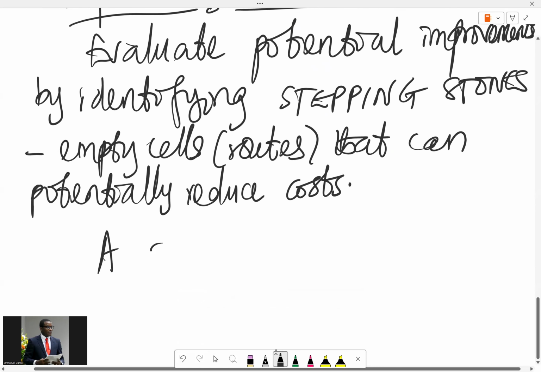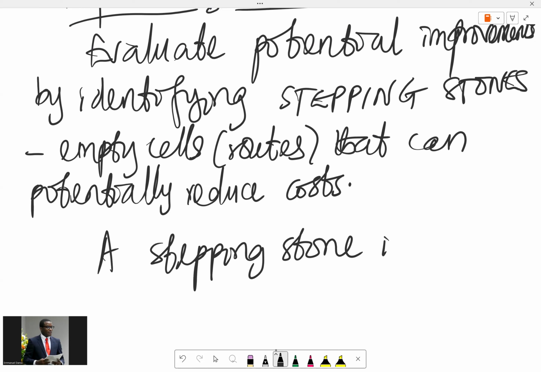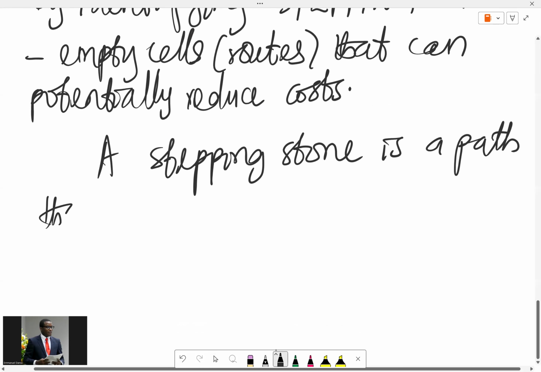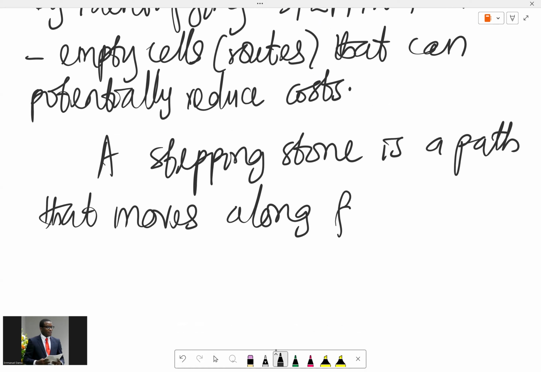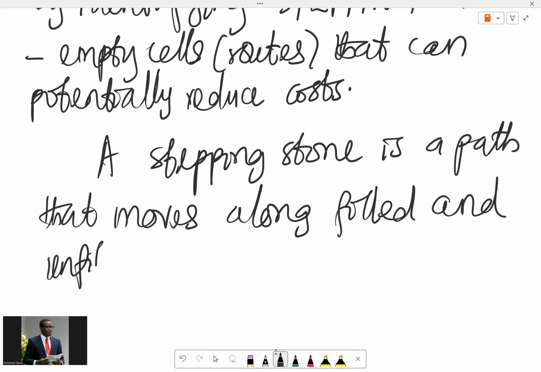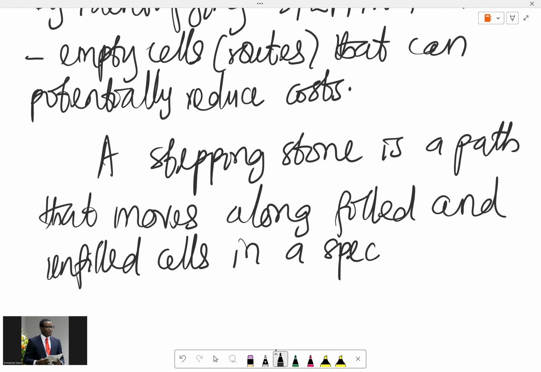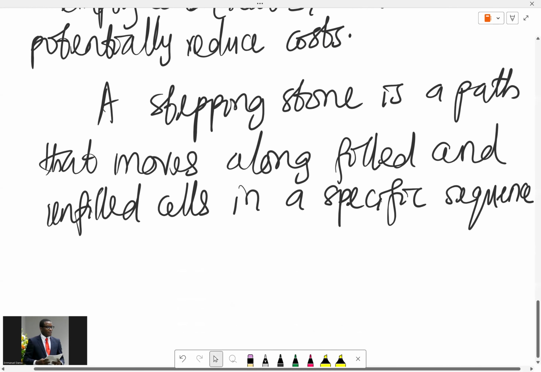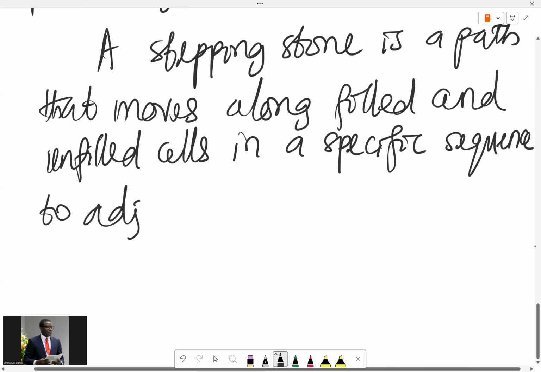So a stepping stone is a path that moves along filled and unfilled cells in a specific sequence to adjust the current allocation.